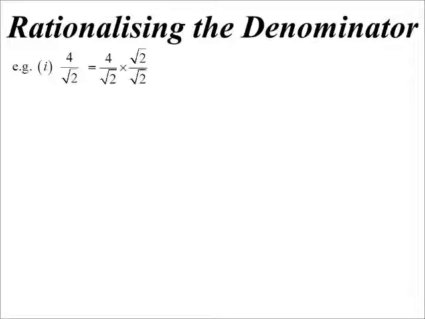But if I do need to rationalise it, we want to turn it into a rational number, so the simplest way is just to multiply it by the same surd. So root 2, but I can't just change the question, so I've got to multiply the top by root 2 as well. 4 root 2 on 2, which in this case cancels, and we get 2 root 2.